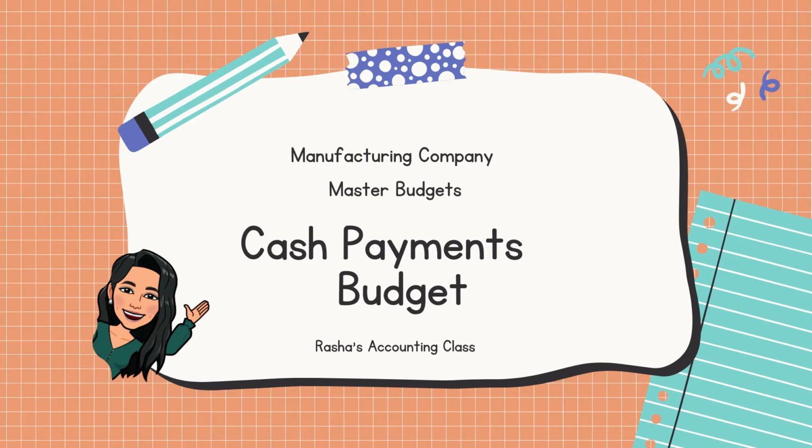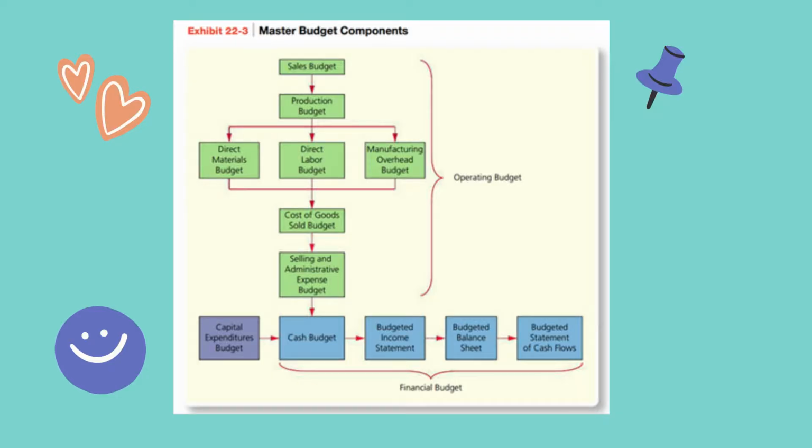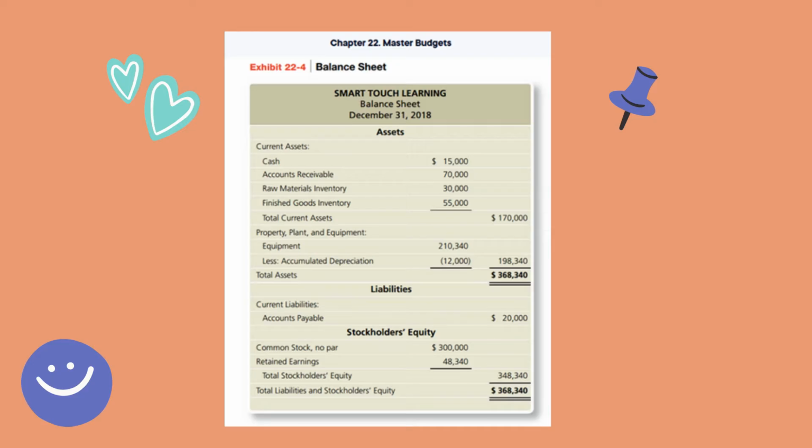Now the second financial budget that will help me to make the cash budget is the cash payments budget for a manufacturing company. Now we are done with the operating budget. We are preparing now the cash payments budget, which will help me to prepare the cash budget, which is part of the financial budgets. This is the balance sheet at the end of 2018, so it's going to be the beginning for 2019.